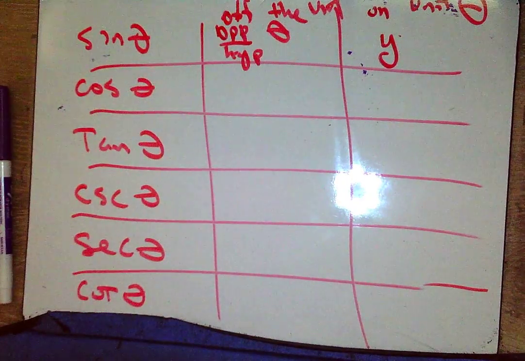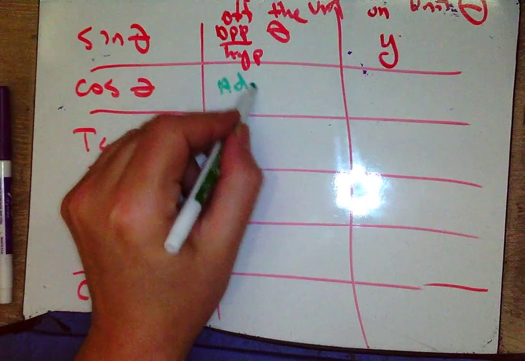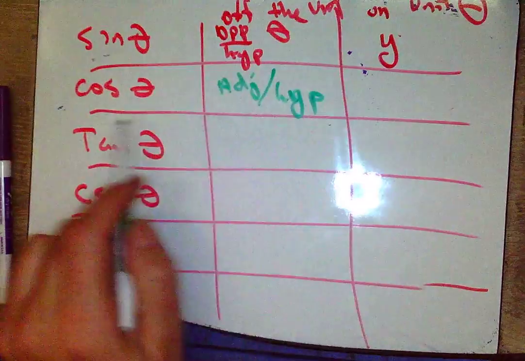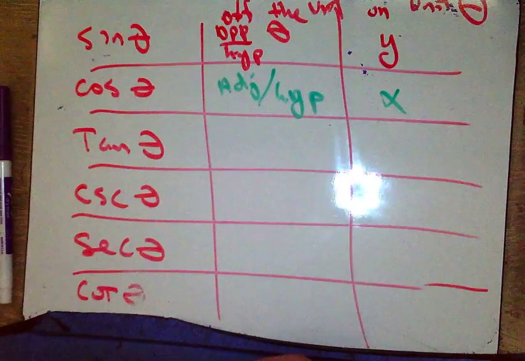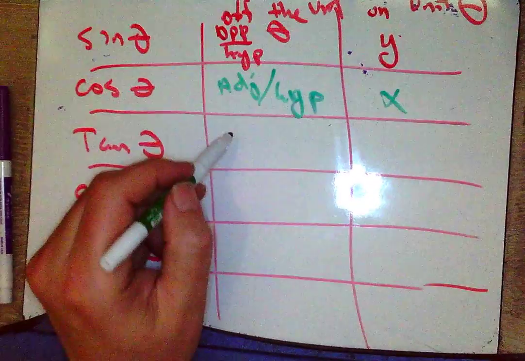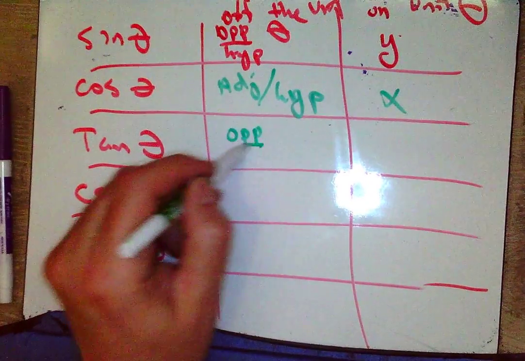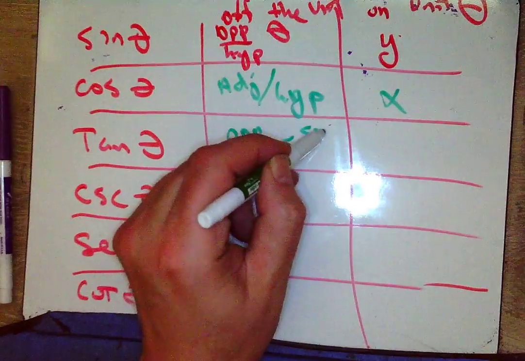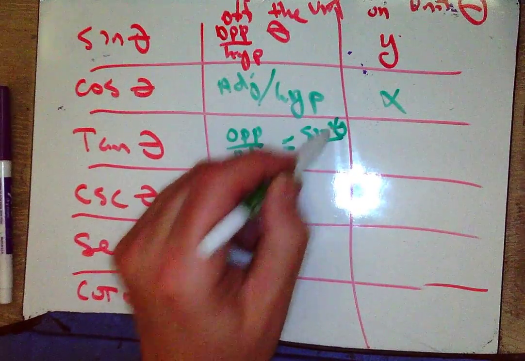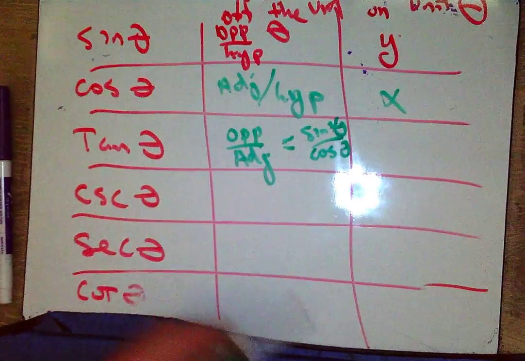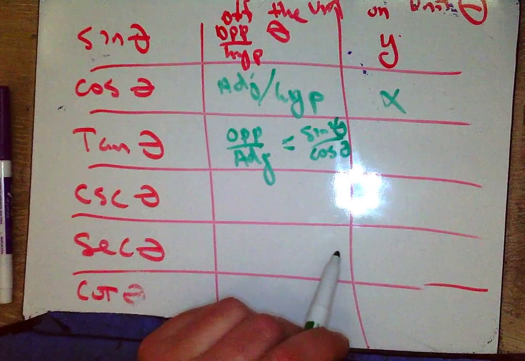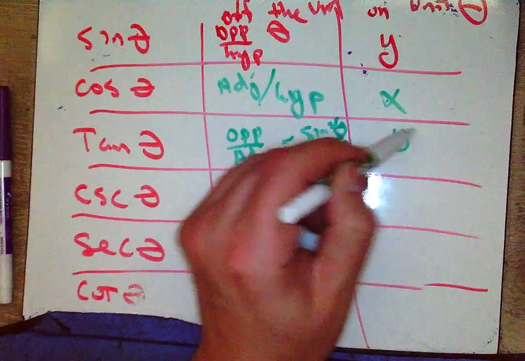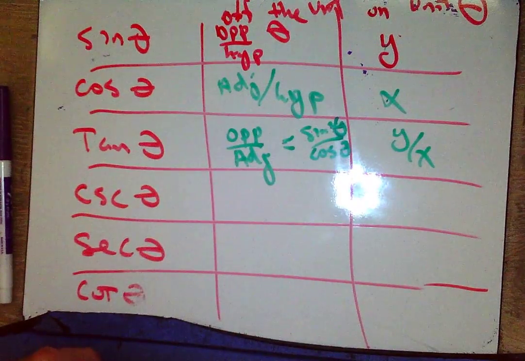Okay, so cosine, that's adjacent over hypotenuse. And on the unit circle, that's the x value. Tangent is opposite over adjacent, and that could also be sine over cosine. Tangent is sine over cosine. And what is sine over cosine? Well, sine is y, cosine is x, and so we have y over x.